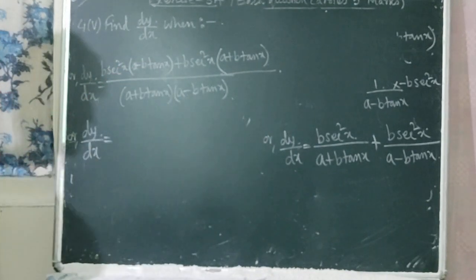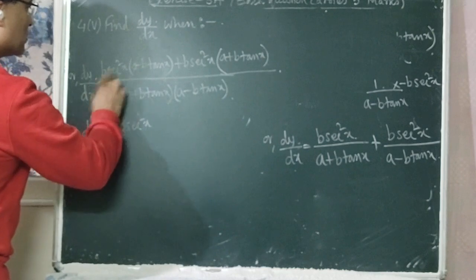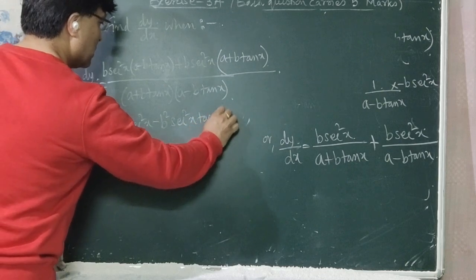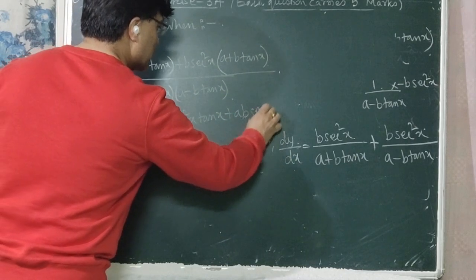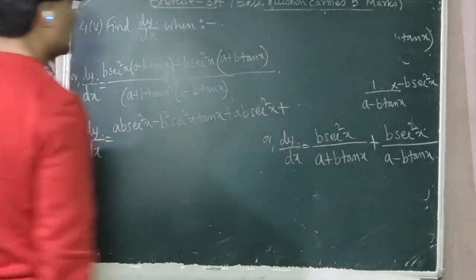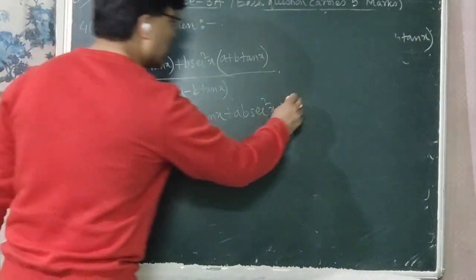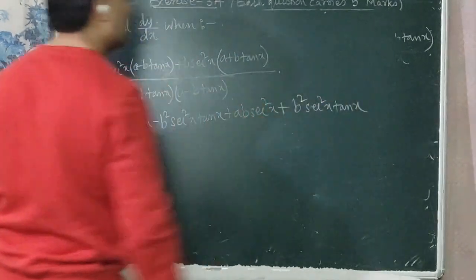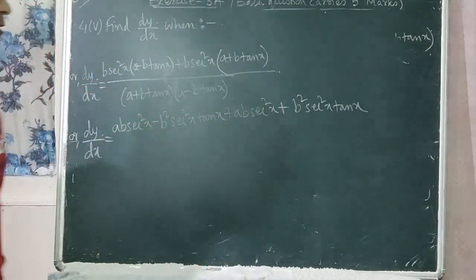is going to multiply by b sec square x here, a into b, ab sec square x plus or minus b square sec square x tan x. It is multiplied, then plus ab sec square x, right? Then plus into plus, plus b into b is b square, right? So here b into b is b square sec square x tan x. Okay, so it is multiplied, so it is ab sec square x plus b square sec square x tan x.